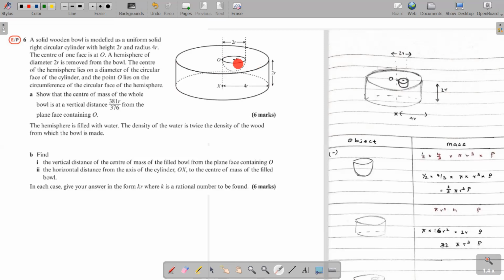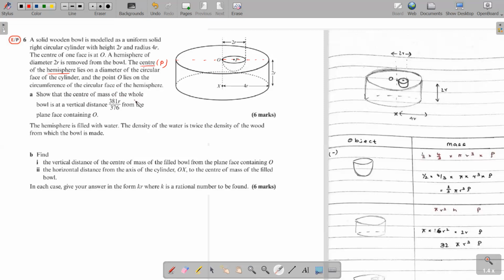You guys are following me, right? The center of the hemisphere, that's the point P, lies on the diameter of the circular face of the cylinder. Can you see? So it's on the diameter. Point P is on the diameter of the cylinder. And the point O lies on the circumference of the circular face of the hemisphere. Point O is exactly the top middle face, right? Point O is on the circumference of the circular face of the hemisphere.